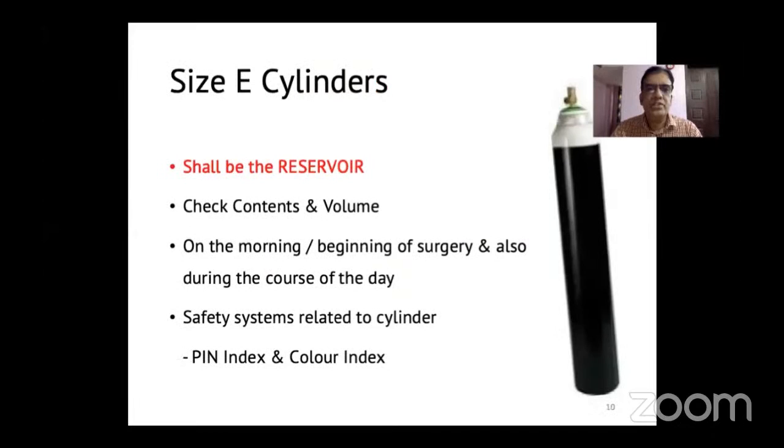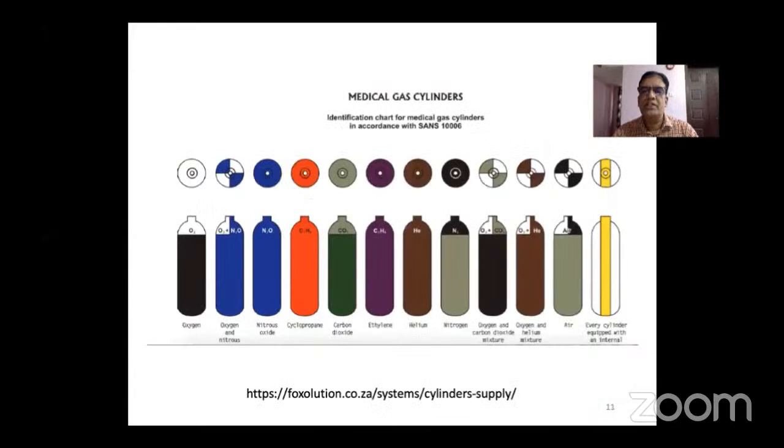So as I told you, size E cylinders are taken as the reservoir cylinders. When we are going inside the OT or starting a case, the first thing we have to do is check the contents and volume of that particular gas, especially oxygen. We have also learned a lot about the safety systems related to each of the cylinders. Broadly speaking, we know about the pin index and the color index, and the things which go into its manufacture and its usage safely.